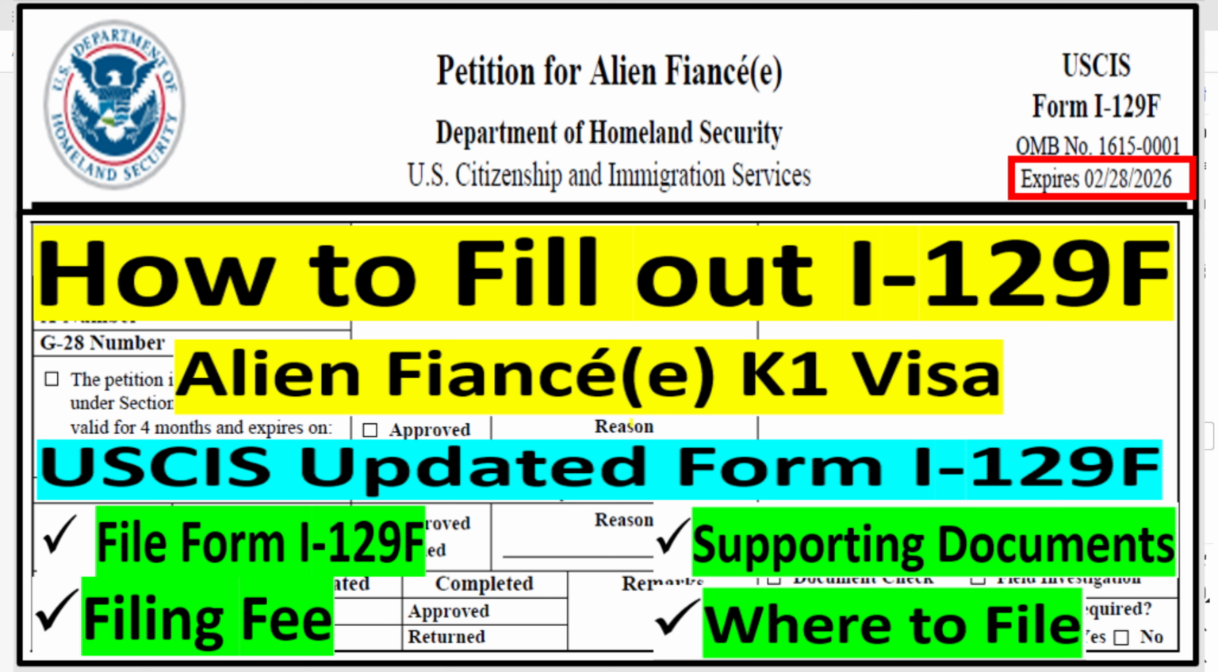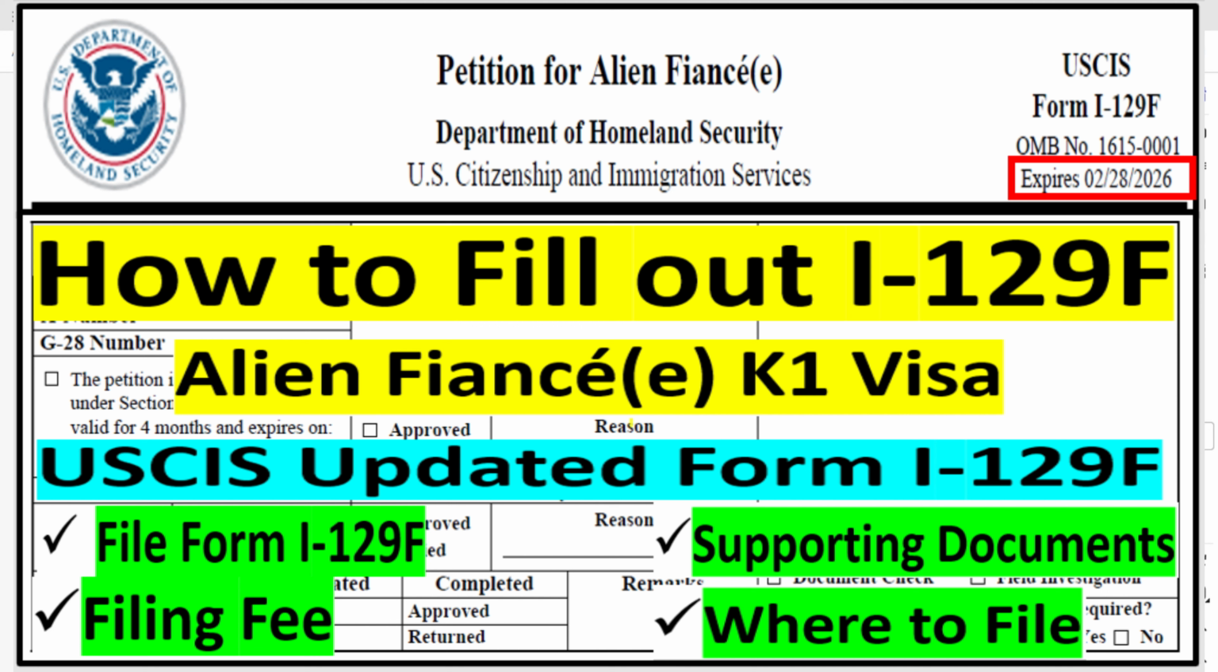In today's video, we are going to talk about how to file Form I-129F, which is the petition for alien fiancé. This video is going to be specifically for the K1 visa, which is for the fiancé of a US citizen.